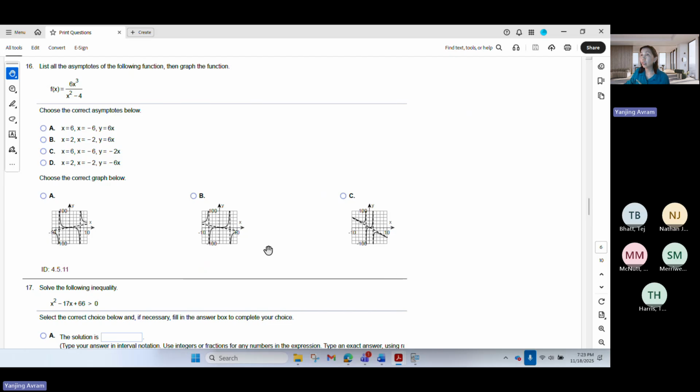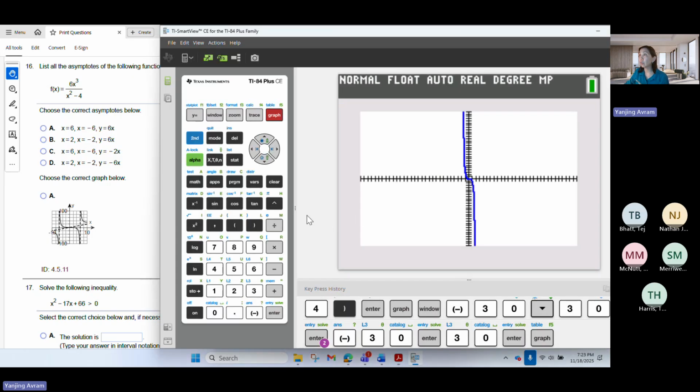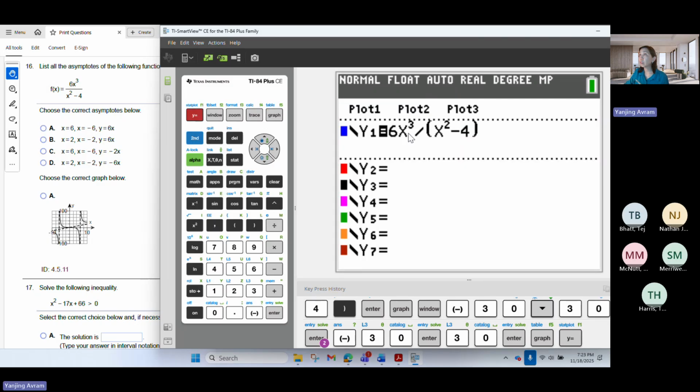A, B, C, D. I think I missed one of the choices in here. Okay. 6x cubed divided by x squared minus 4.